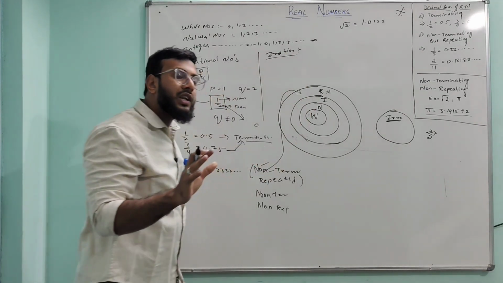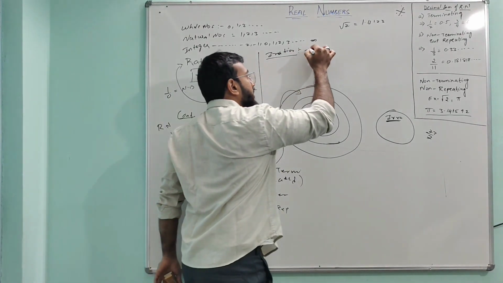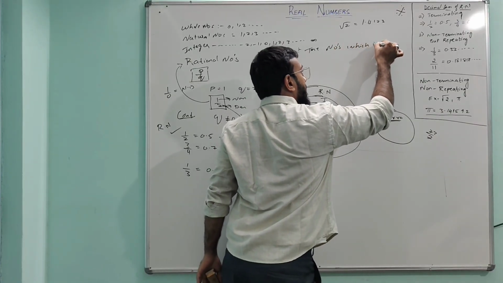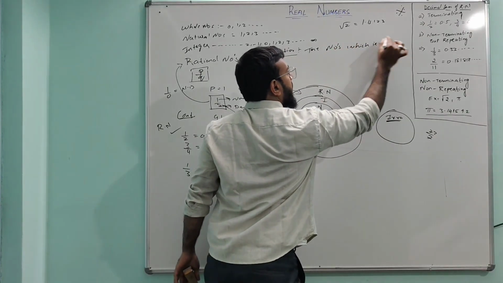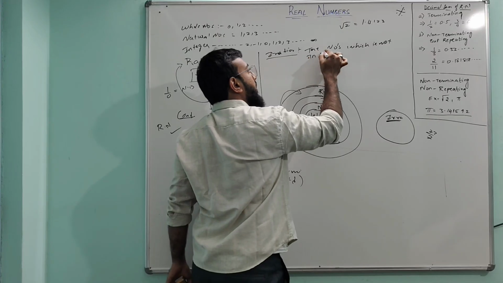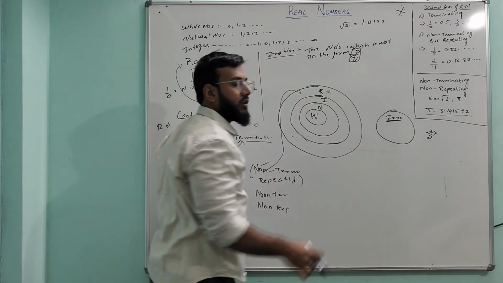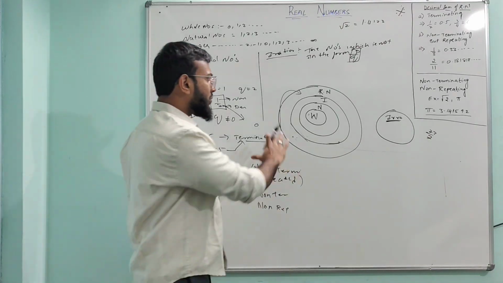The numbers which are not in the form of p by q, those numbers are called irrational numbers. Hope it is clear.